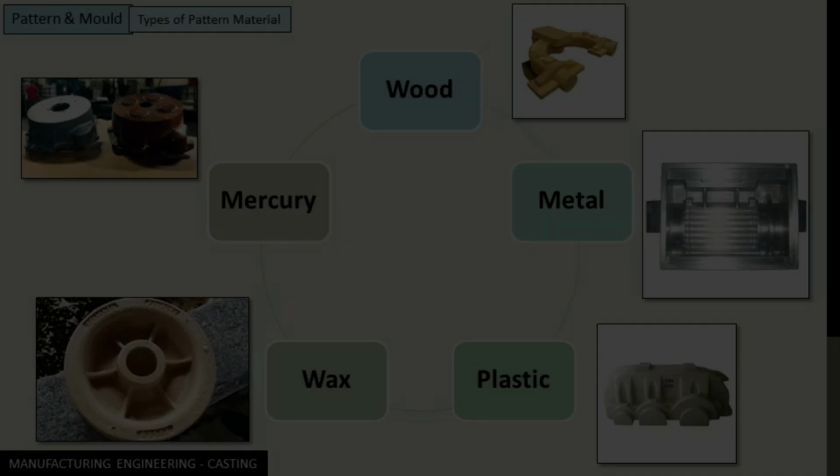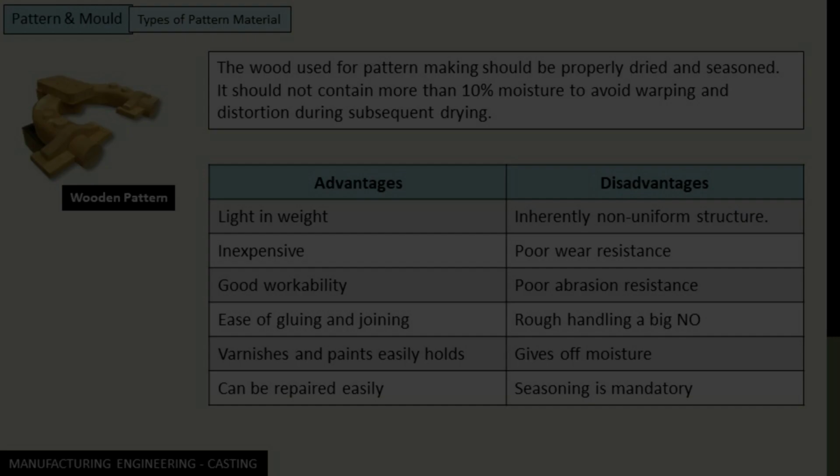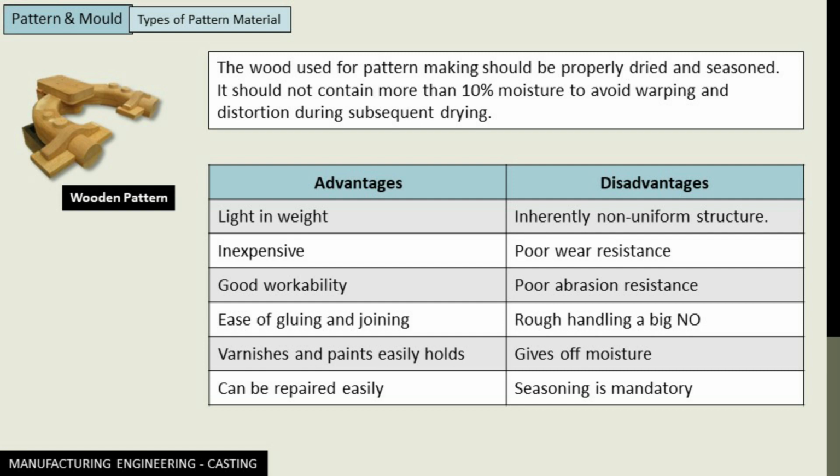Now let's understand the types of pattern material. In general, these 5 types are used in the casting process: wood, metal, plastic, wax, and mercury. Let's discuss the pros and cons of each and every type of pattern material in detail. First we have the wooden pattern. The wooden pattern should contain not more than 10% moisture in order to avoid warping and distortion during the subsequent drying.